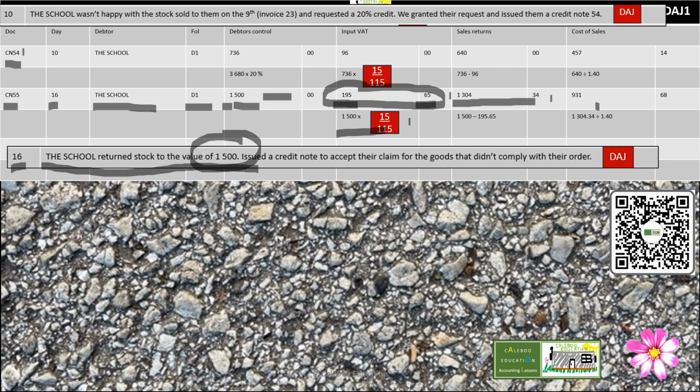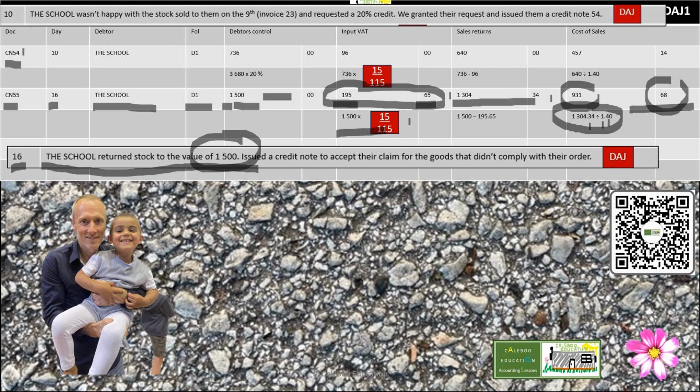And to work out the cost of sales, we divide by 1.4, because remember, for this whole exercise, all these lessons on journals, the markup on the cost price is 40%. So we say 1304 divided by 1 plus the 40%, which is 1.4. And that gives us 931.68.